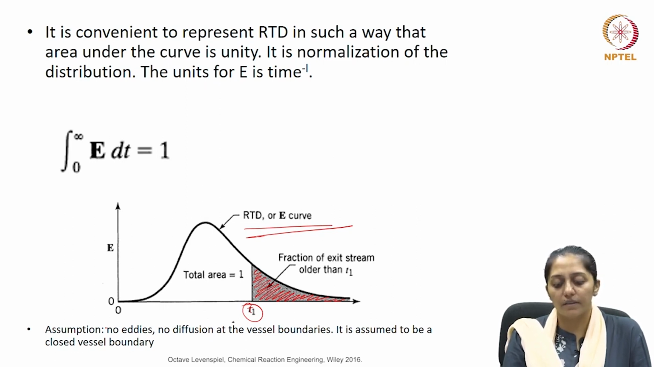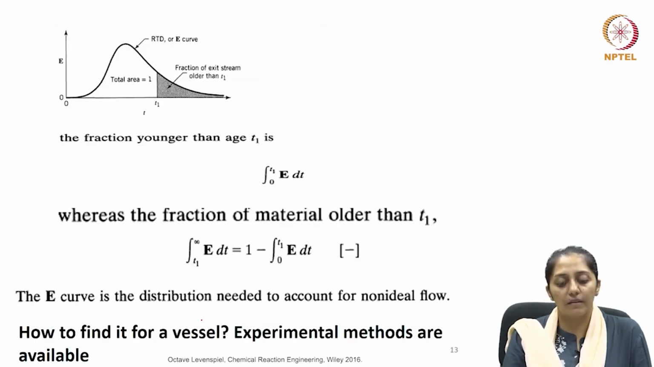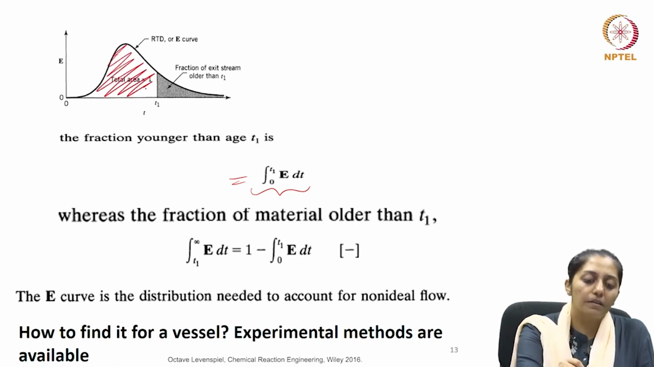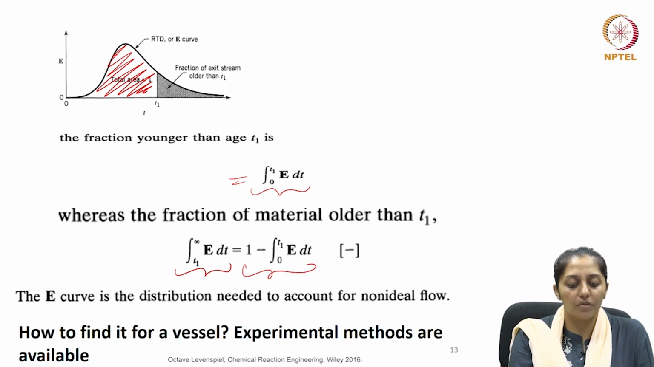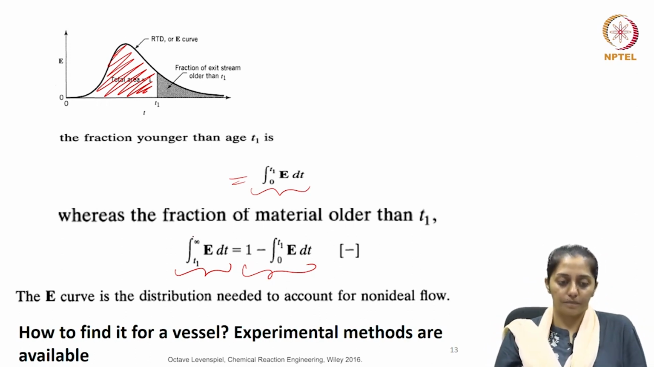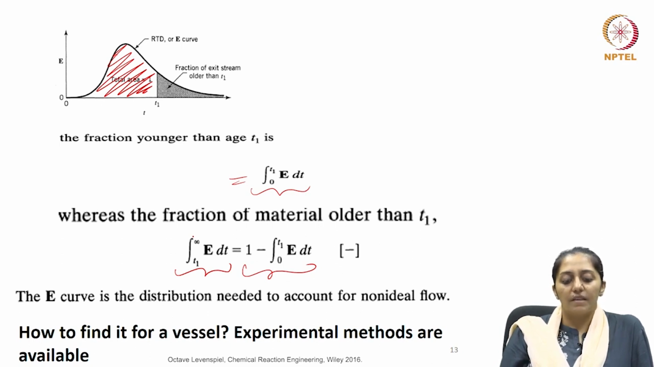So, using the E curve, one can determine the fraction of the exit stream older than a particular time or age. The fraction younger than age t1 can be given in terms of the integral from 0 to t1 of E dt, the portion shown in white color here. So, the fraction older than t1 would be 1 minus the integral from 0 to t1 of E dt, which is the same as the integral of E dt with the time limits of t1 to infinity. So, the E curve is the distribution needed to account for the non-ideal flow. Now, how to find it for a vessel?